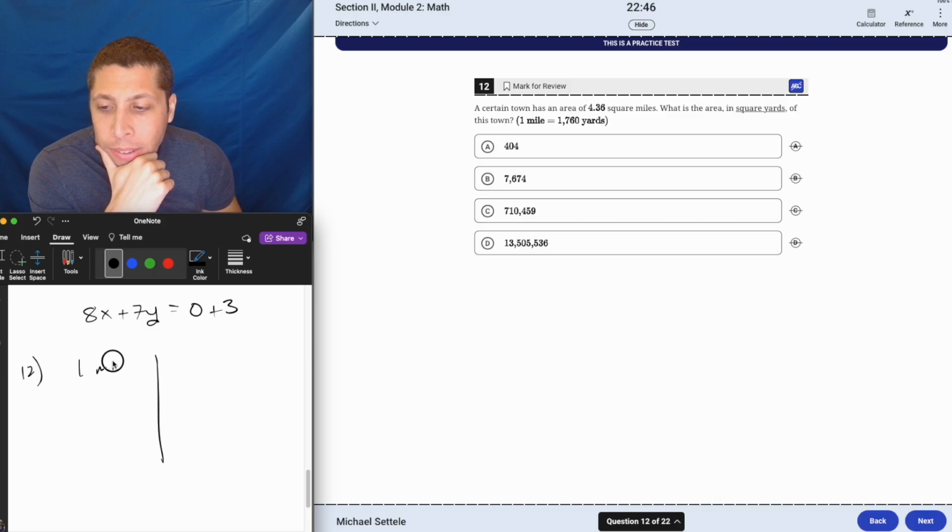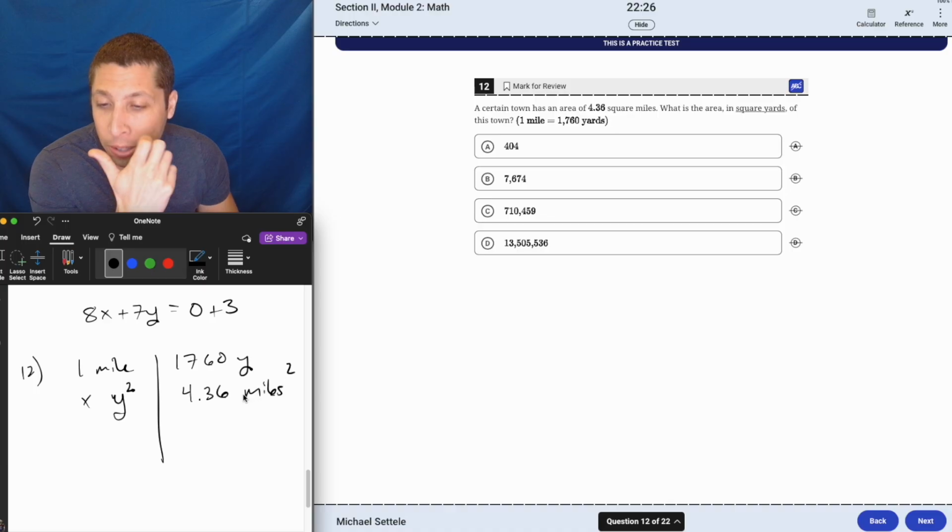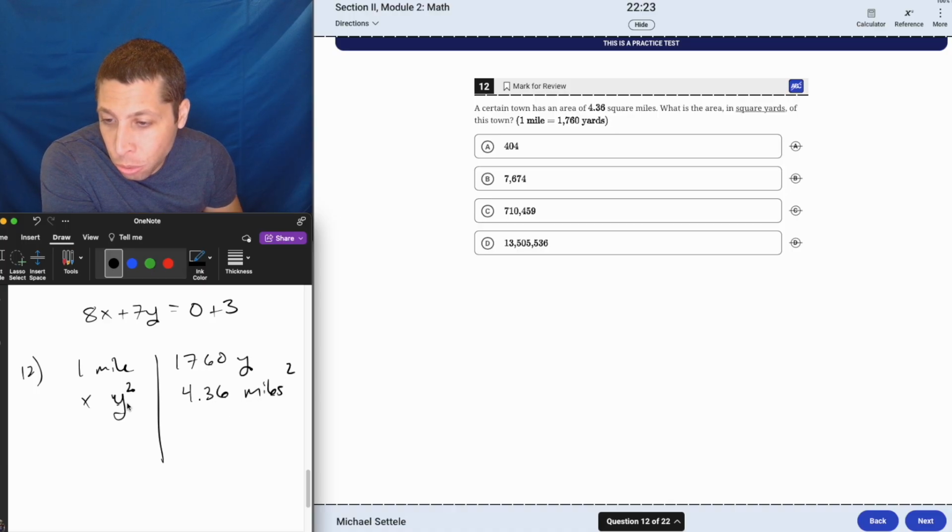So 1 mile is 1,760 yards. And we want to know the area in square yards. So x yards squared is equivalent to 4.36 miles squared. So this looks like we're good, but we're not, because this is 2 of the yards, and we can cross off 1 of them, and 2 of the miles, we can cross off 1 of them. But we have another mile and another yard. So we need to use this conversion twice. Another one: 1 mile, 1,760 yards.